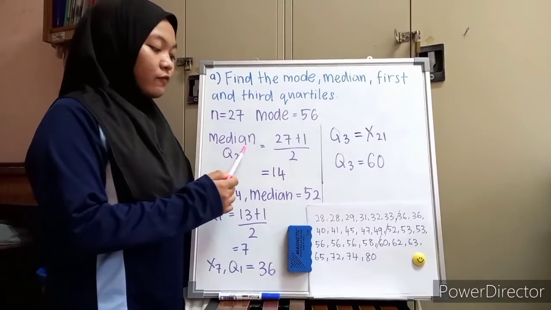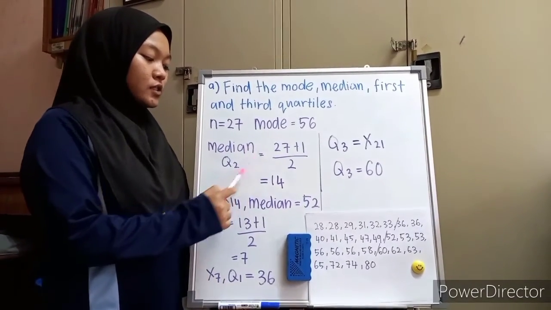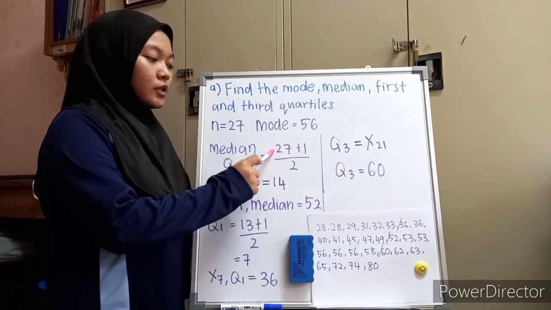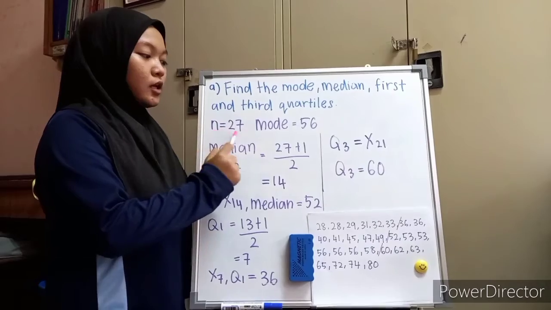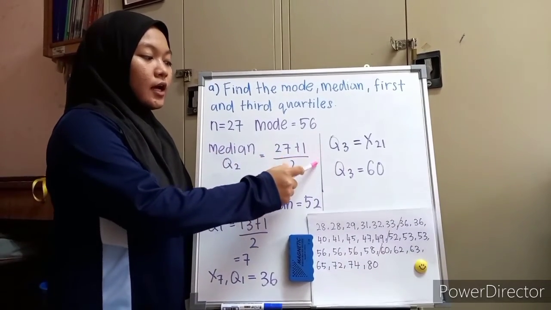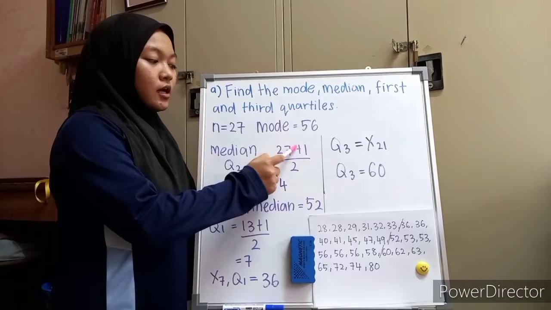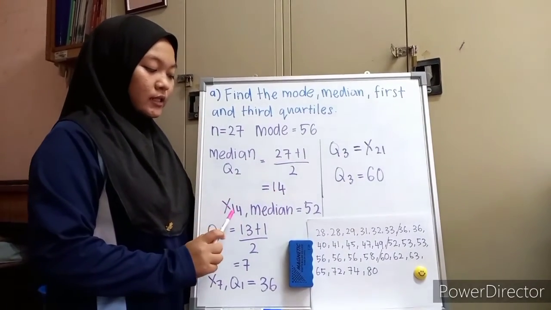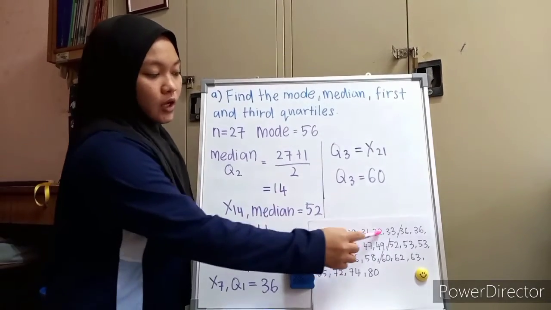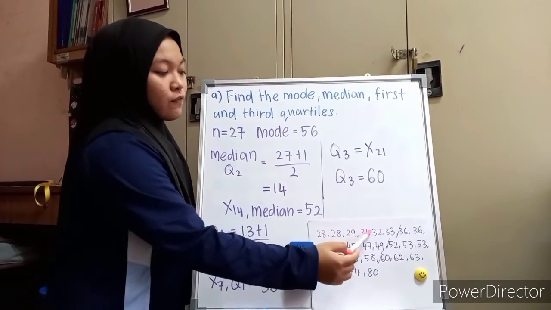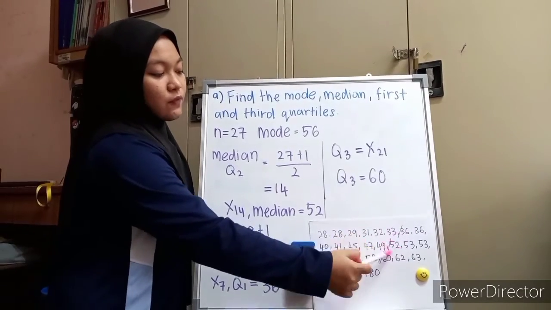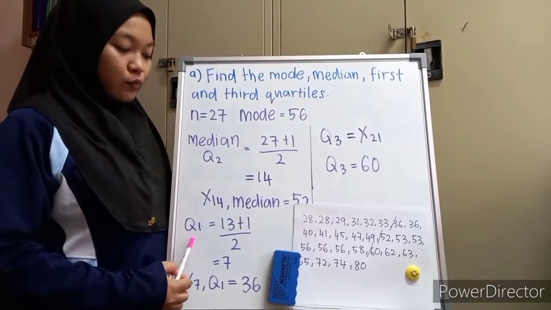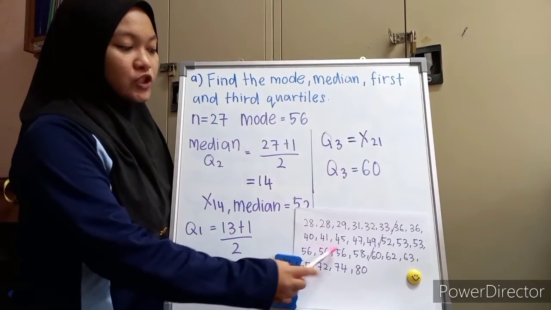Next, we will find the median. We use the quartile 2 formula because it is easier. For the formula, 27, which is n, we have to plus 1 because n is an odd number, and divide by 2. So we get 14. The 14th data, we can count it here 1, 2, 3, 4, 5 until 14, which is 52. So the median is 52.